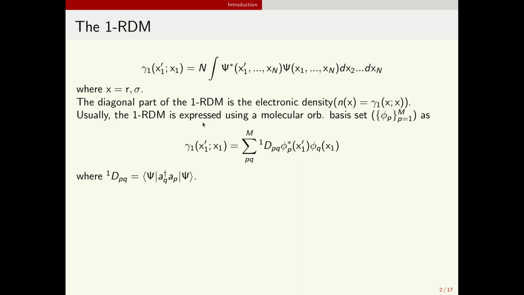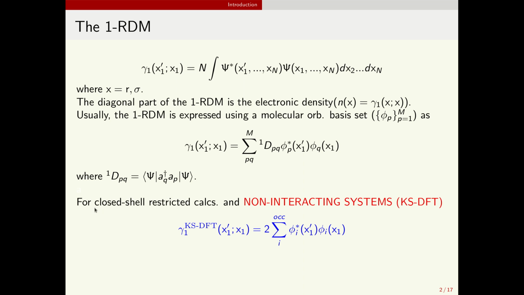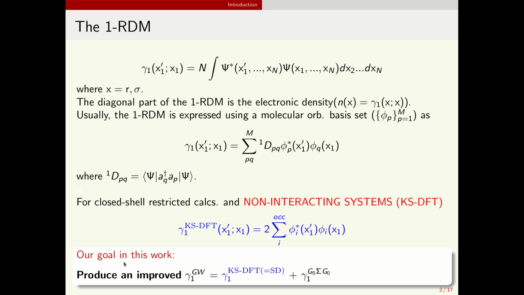The 1RDM is usually expressed using a basis in the following manner, where these coefficients can be computed from the expectation value of the usual creation and annihilation operators. For closed-shell restricted calculations and non-interacting systems, like Kohn-Sham DFT, the 1RDM takes these very simple expressions where we just need to sum over occupied orbitals. Our goal in this work is to produce an improved density matrix built from two components: the density matrix obtained from Kohn-Sham DFT, plus some correction coming from GW.